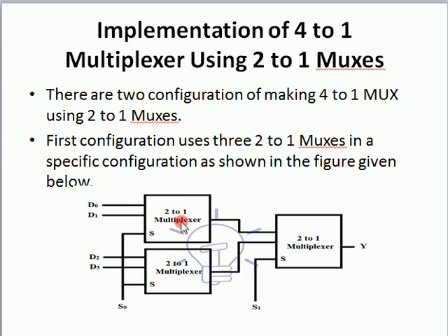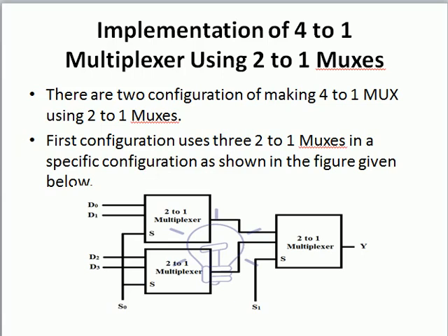In this case the first multiplexer has the 2 inputs d0 and d1, one output, and one select line. Here again d2 and d3, 2 input data lines, and 1 select line is common for both of them, and that is s0. The outputs of these two muxes become the inputs of the third multiplexer, where we have the select line s1, and after that we get the output y. So in this case we have used three 2 to 1 muxes.